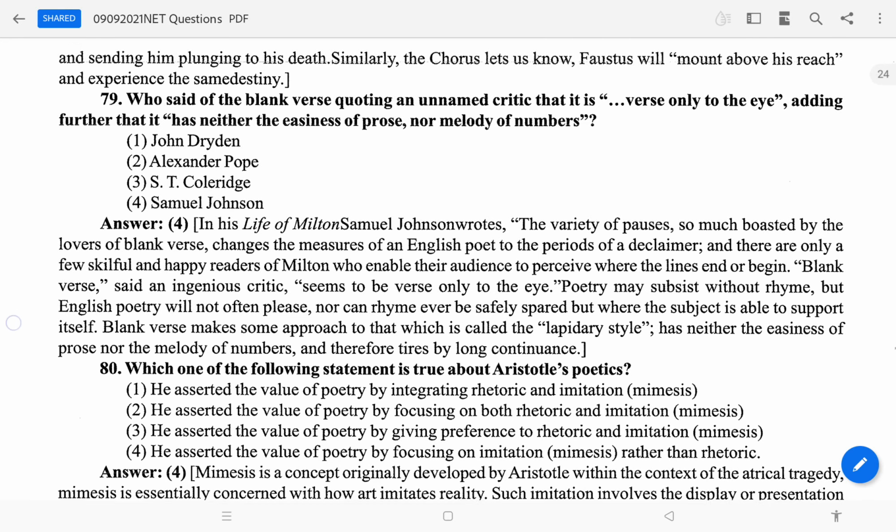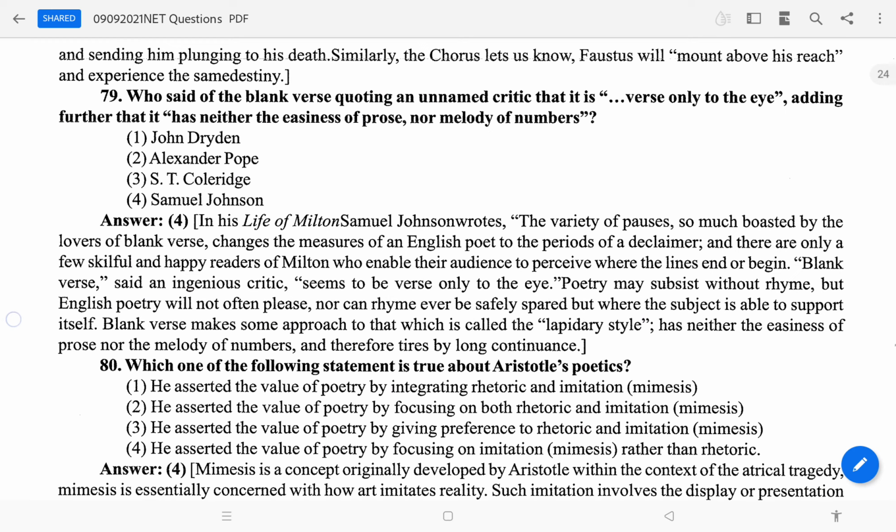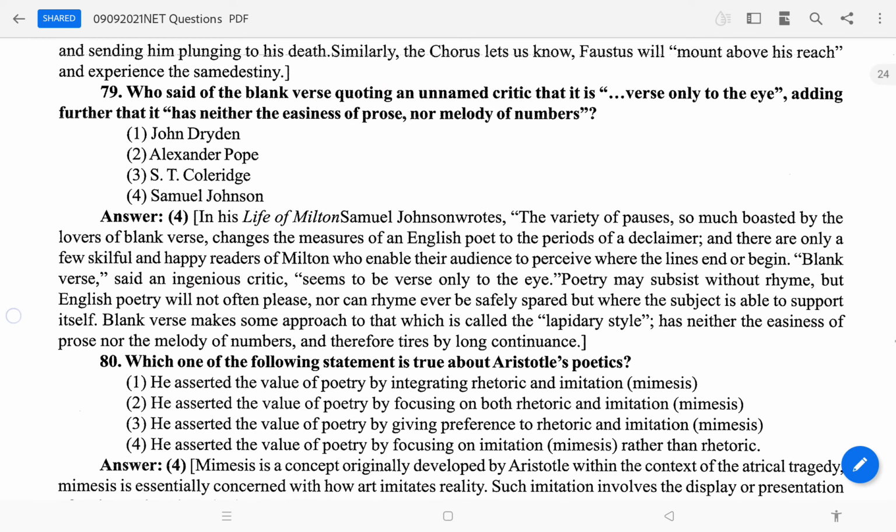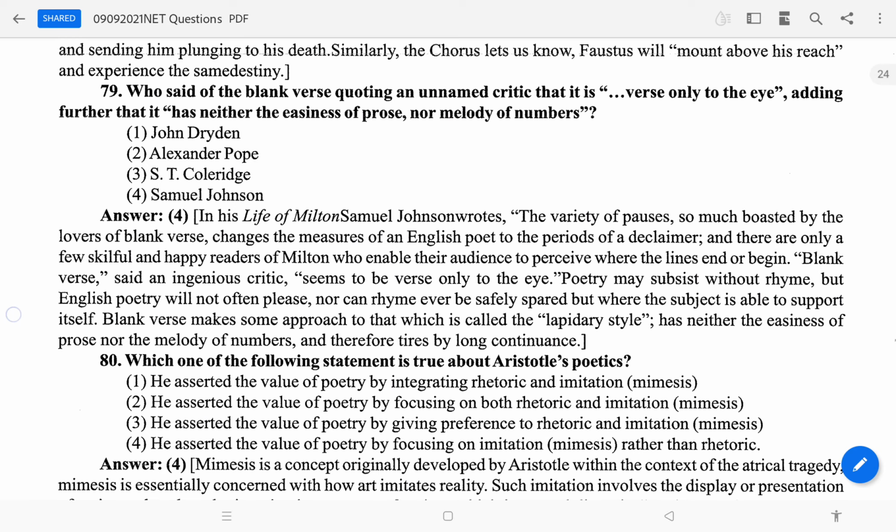So here he said that blank verse seems like a poem only to the eye, and also adds that it has neither the easiness of prose, it is not like prose, and it is also not melodious like numbers, not melodious like other lyrical poems. So he described it in the Life of Milton, written by Samuel Johnson.